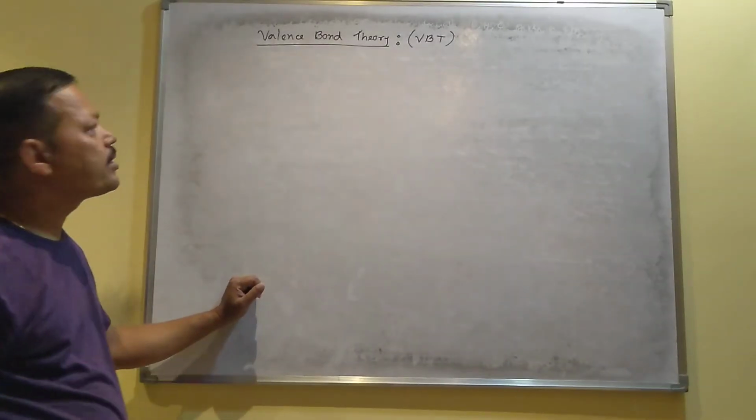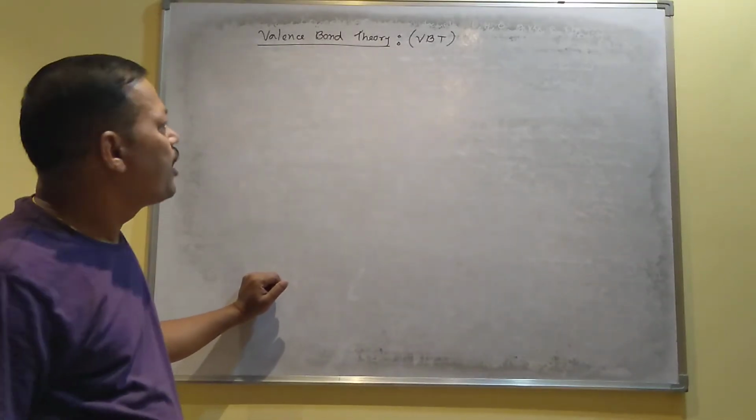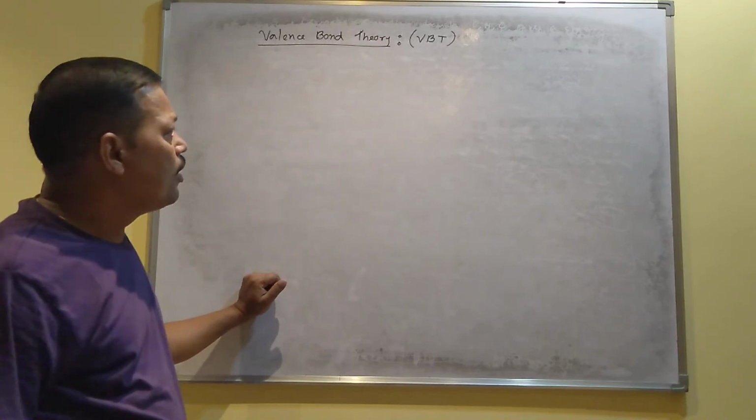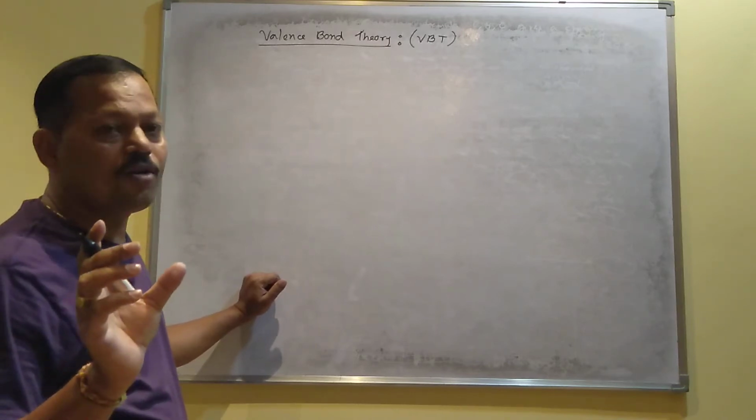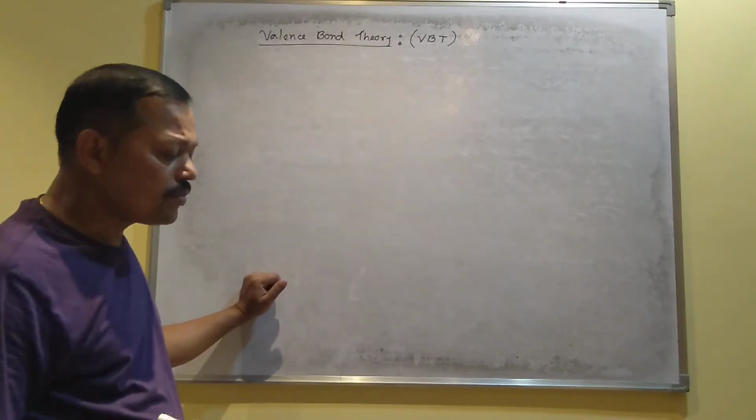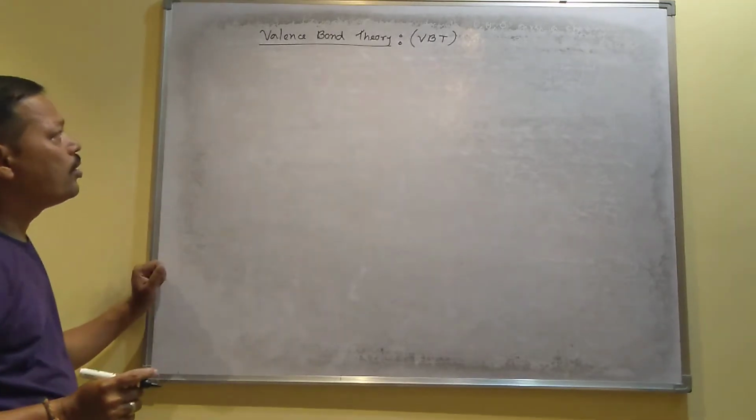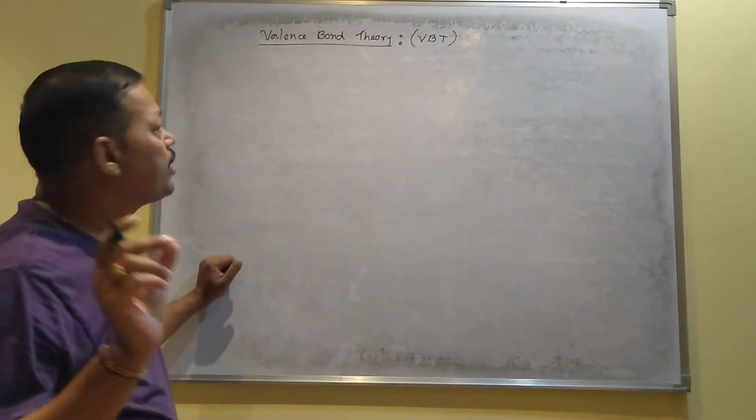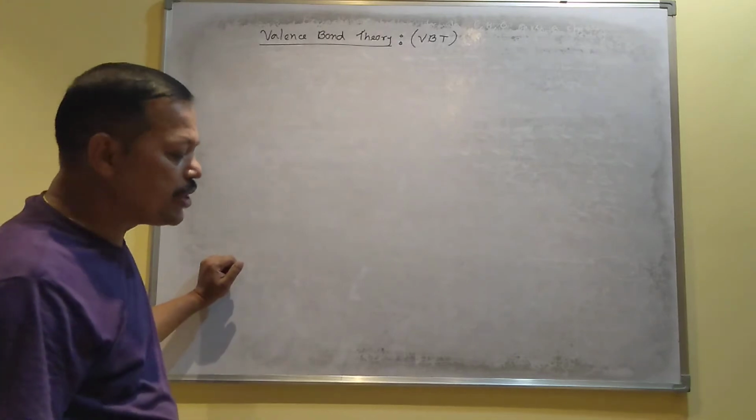Good morning, students. Yesterday we started valence bond theory. Valence bond theory explains how a covalent bond is formed between two atoms. Yesterday we discussed the main points of valence bond theory.